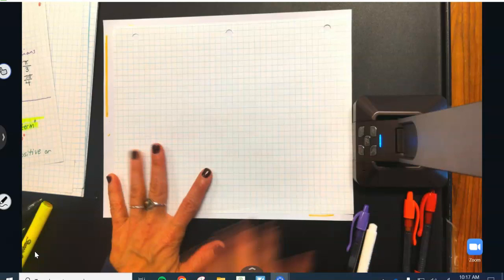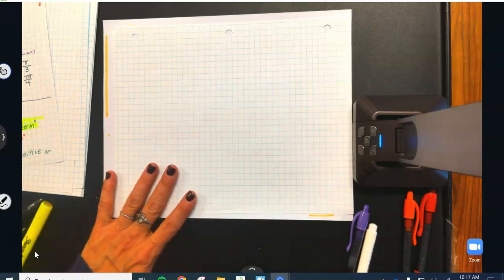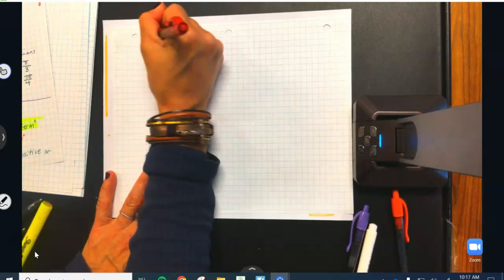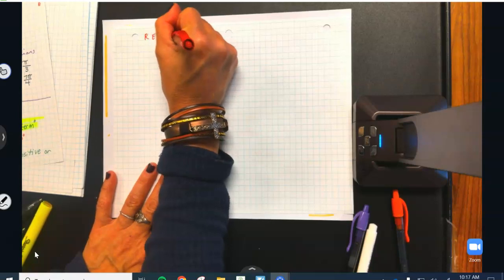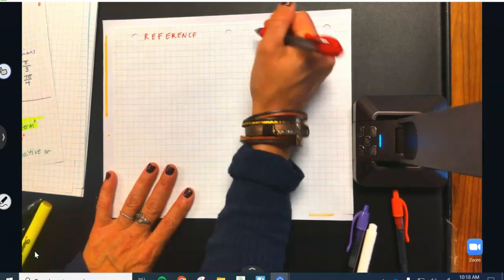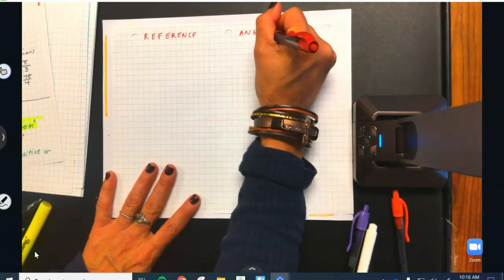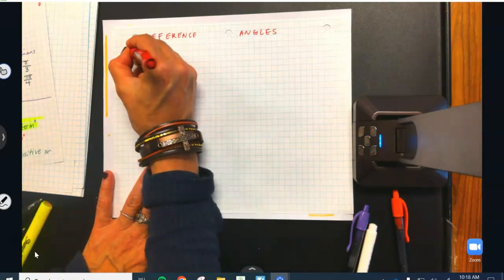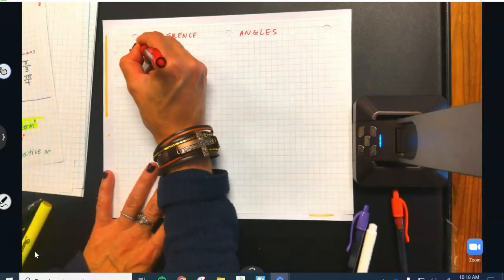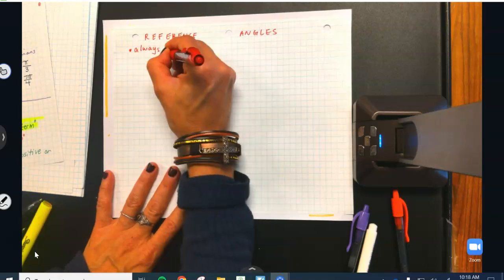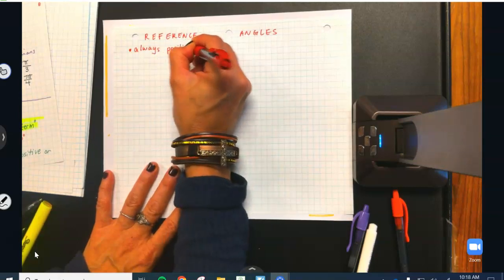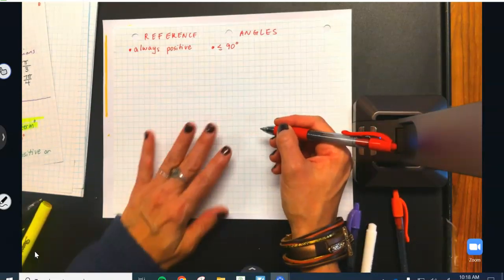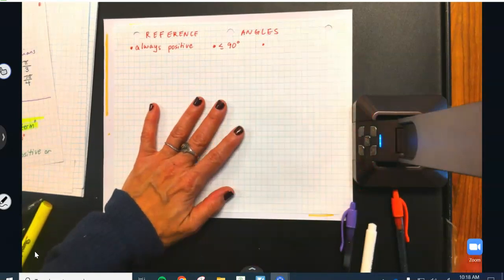So on a coordinate grid and in trig, there's something called a reference angle that's been hiding this whole time. Let me show you what this is about. Let's write reference angle at the top. Reference angles. There are 3 characteristics about reference angles. They're always positive, no matter what. It's always less than or equal to 90 degrees, and it always touches the x-axis.